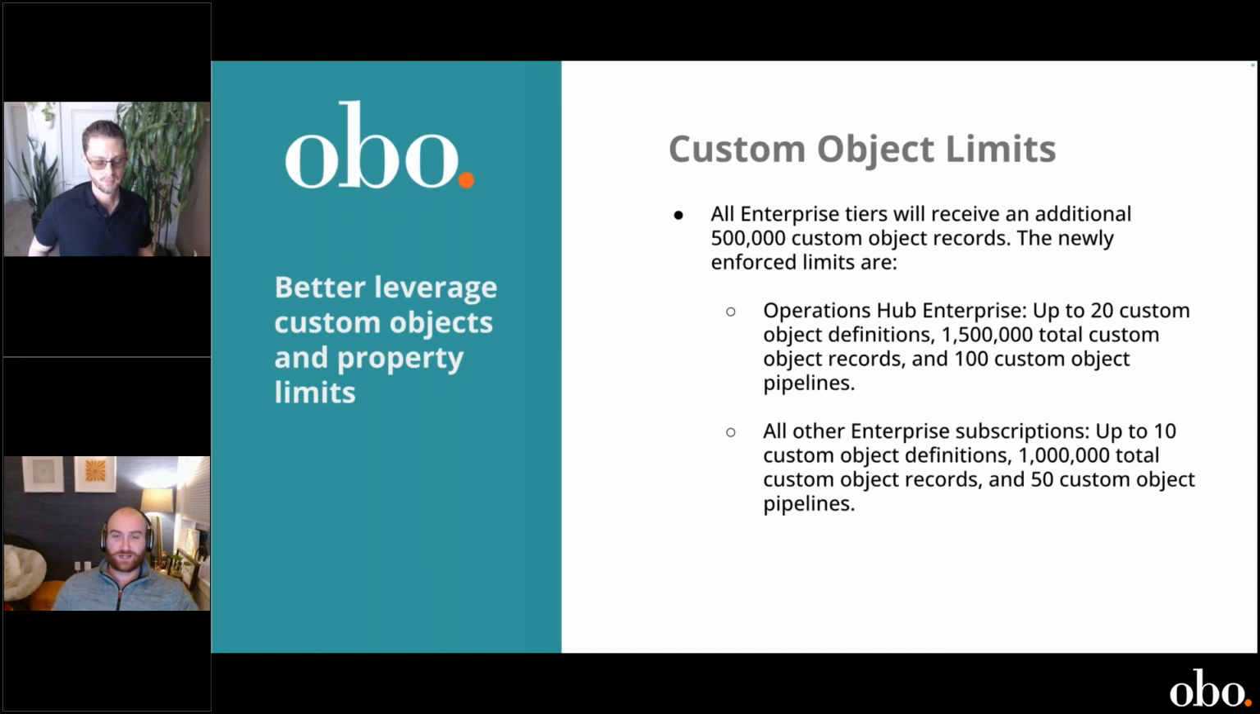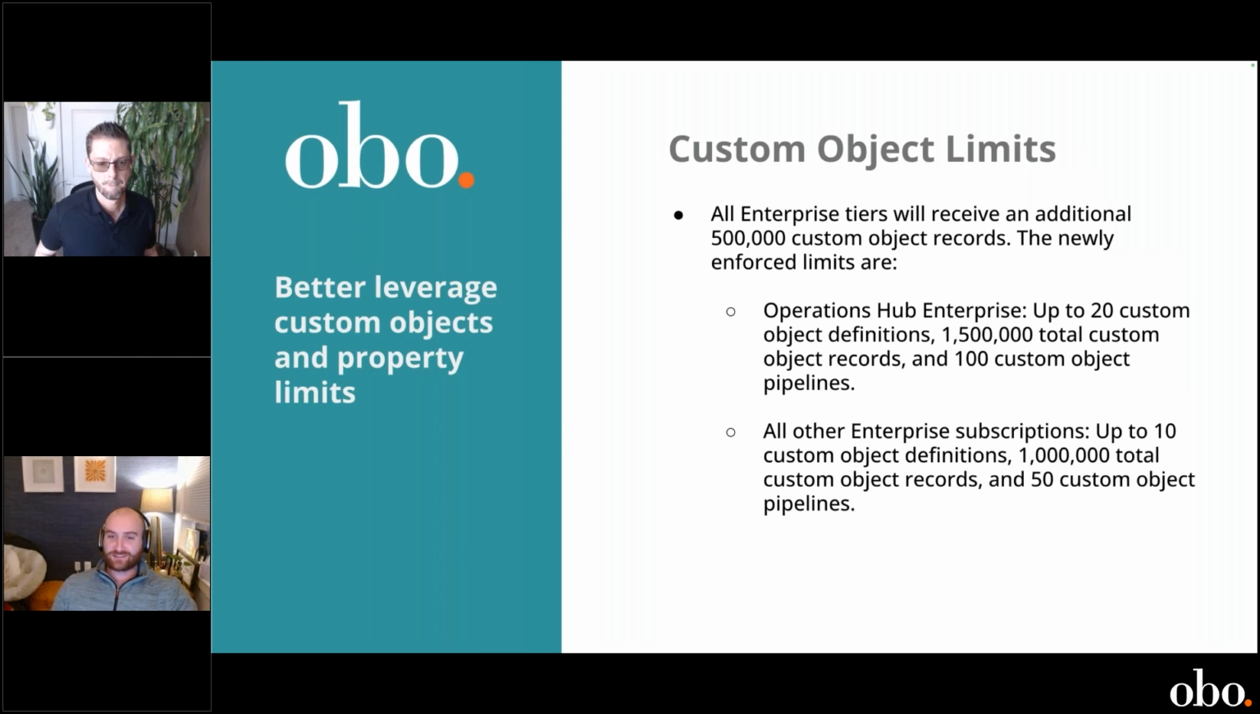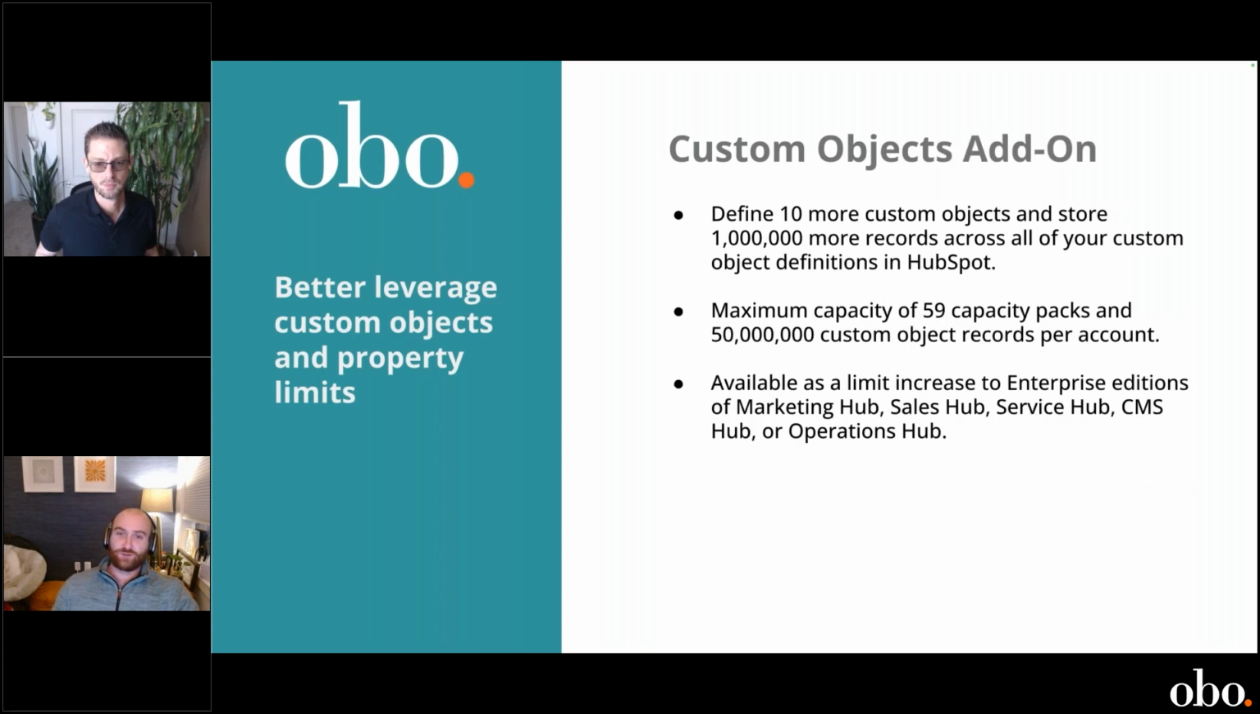So those are the new limits for our different hubs and levels of hubs. There's then the custom object add-on. So again, by default, all enterprise gets 10 custom object definitions and 1 million records. Ops Hub gets 20. If you need additional custom objects, if you're doing a lot of customization, you have the ability to get this add-on to get 10 additional custom objects. So if you bought one pack, you would now have the ability to have 20 custom objects and 2 million records.